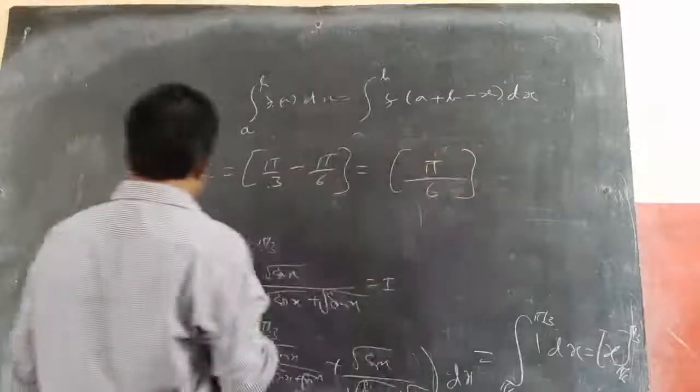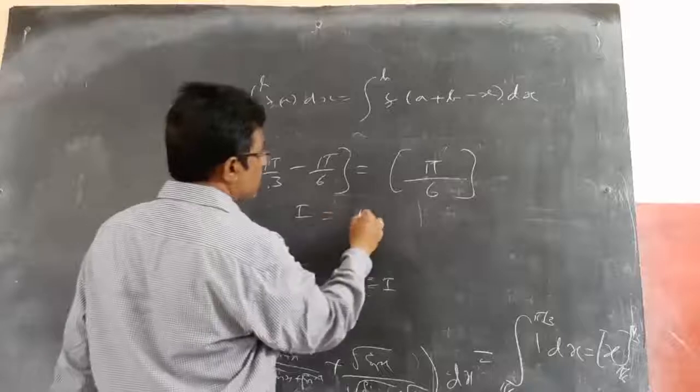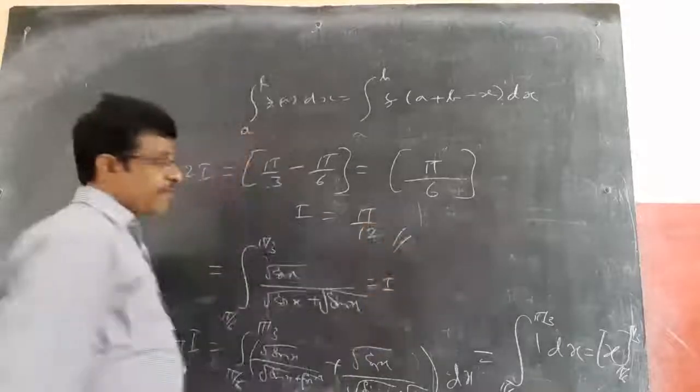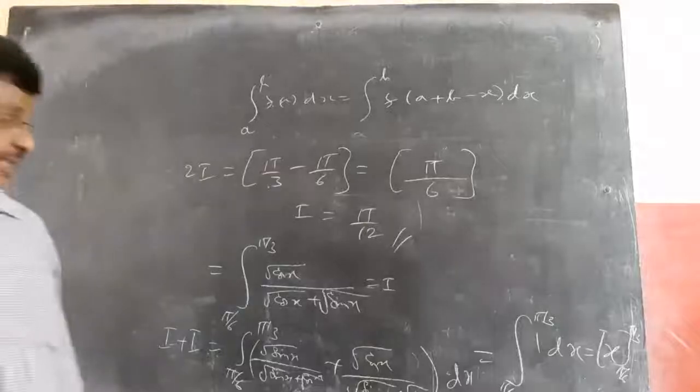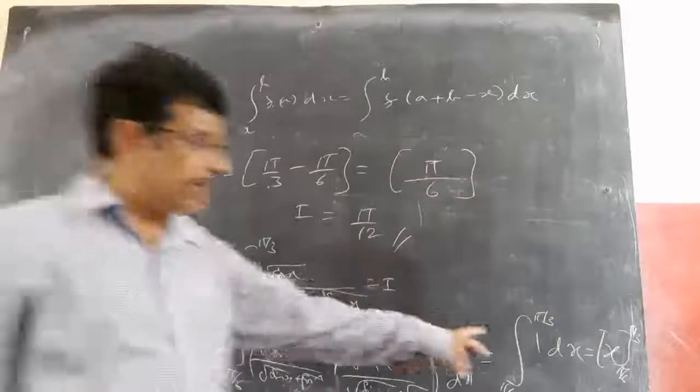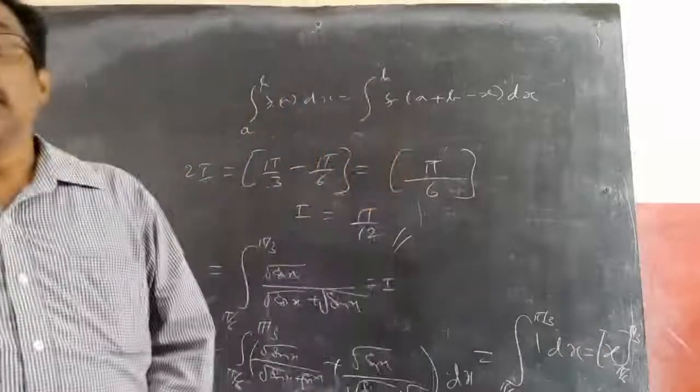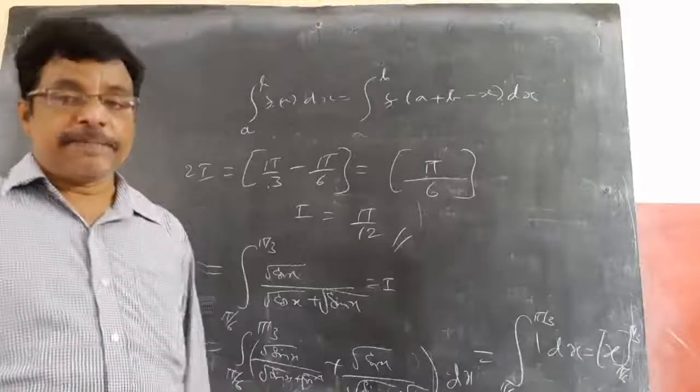So 2I equal to pi by 6, I equal to pi by 12. So the final result is pi by 12. Simple, sir, no need to apply any integration. Just integral of 1 dx is enough for me, by applying f of a plus b minus x.